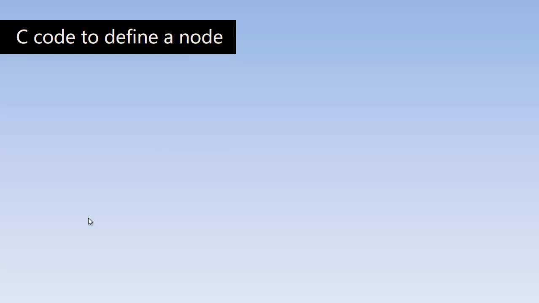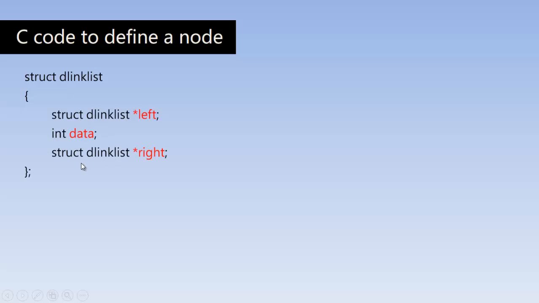First we'll understand the C code to define a node. Here we are using struct. The structure is going to define the doubly linked list. DL linked list is the name of the structure. This entire thing is representing one node. The left pointer stores the address of the successor node, and the right link or the right pointer stores the address of the predecessor node. The data field stores the actual data stored in that node. These three components are part of one single node.